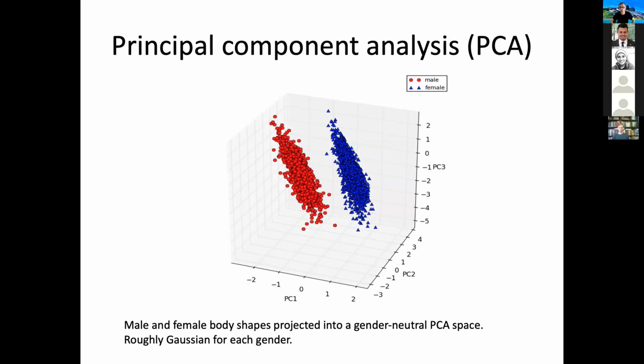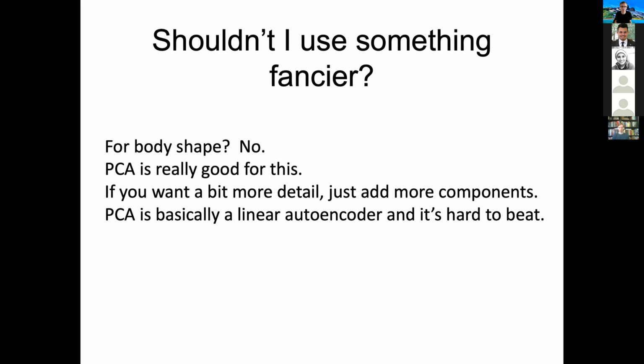So what do these look like if you project the actual samples of men and women into, here's the first 3 dimensions of the PCA space. You see they form blobs that are kind of like 3D Gaussian blobs. This is pretty nice. If you take men and women separately, obviously you put them together, they have different means because they're different heights and different weights and so on. But this is just a hint that PCA is actually a pretty good model of body shape.